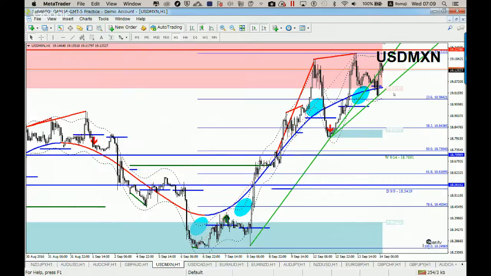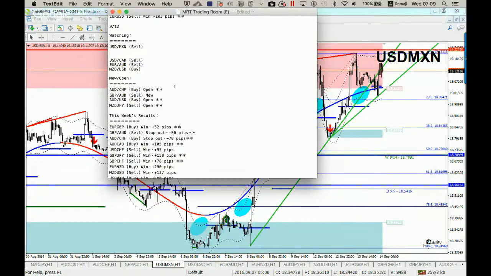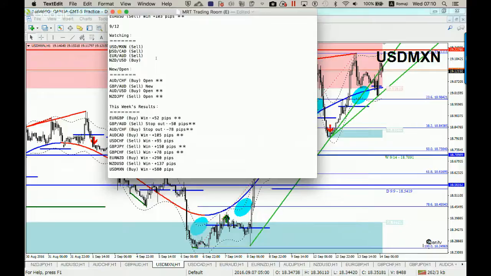I'm not in it yet. I'm not terribly worried about anything I'm not in until I'm in it. So I just drew a new trend line and we'll wait and see if it can close below that. So the dollar peso, I would say it's not quite a new trade yet. So I'm going to leave it on the watching list for now.